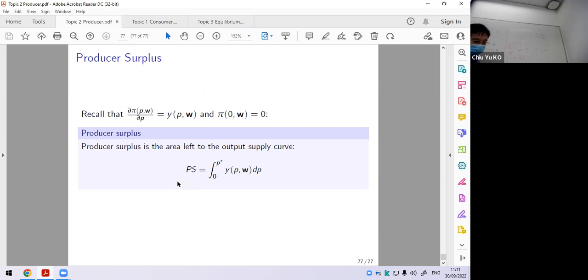We only use this when the firm is behaving competitively. Okay, so that's why we no longer emphasize this calculation when you don't have a competitive market, right? You always calculate this one.